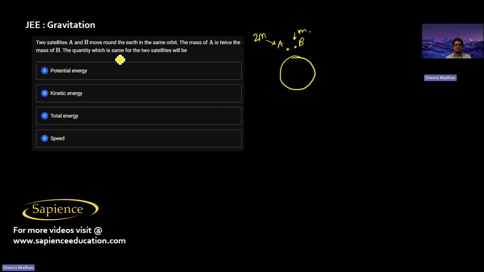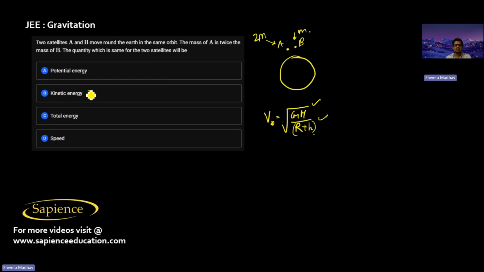The quantity which is the same for the two satellites will be the orbital speed. Since the orbital speed is given as root over GM by r, it is independent of the mass of the satellite. It only depends on the mass of the Earth and the radius of the orbit.